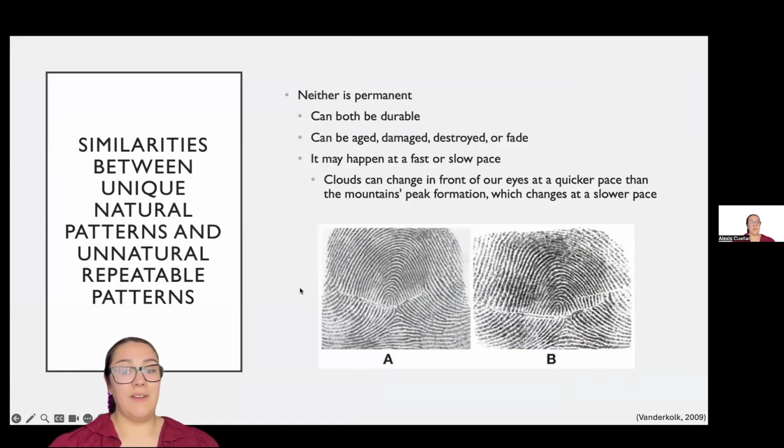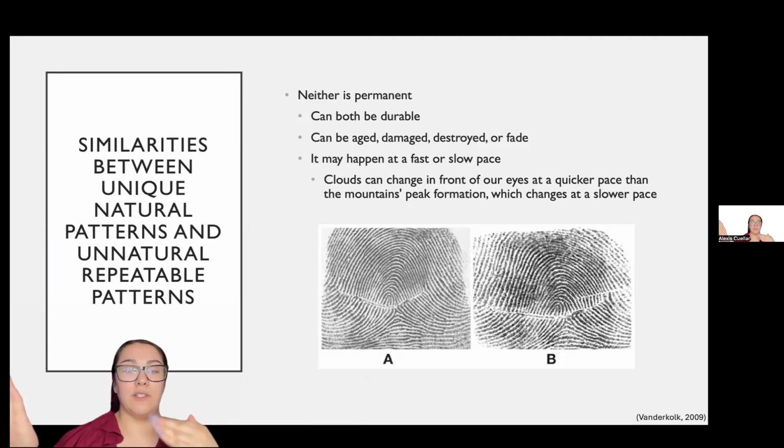So the similarities between the two is that one another is not permanent. Okay, they're both durable and they're both subject to change. And the change can either be done by aging, by being damaged, destroyed, or even faded. And this can happen at a fast pace or a slow pace.